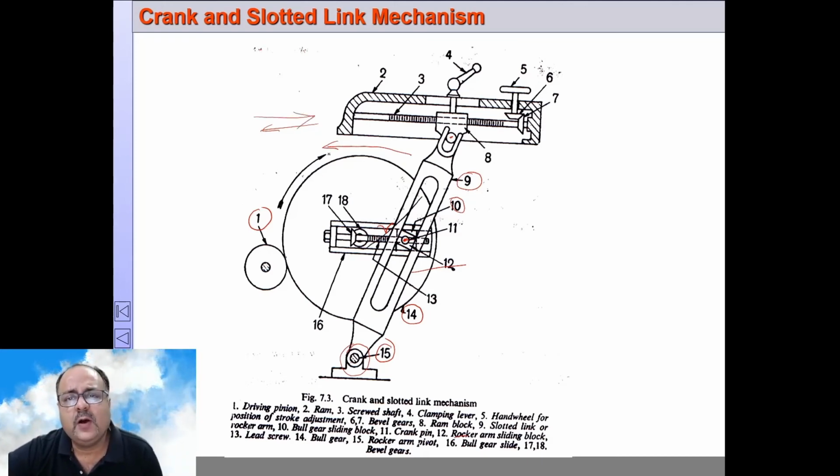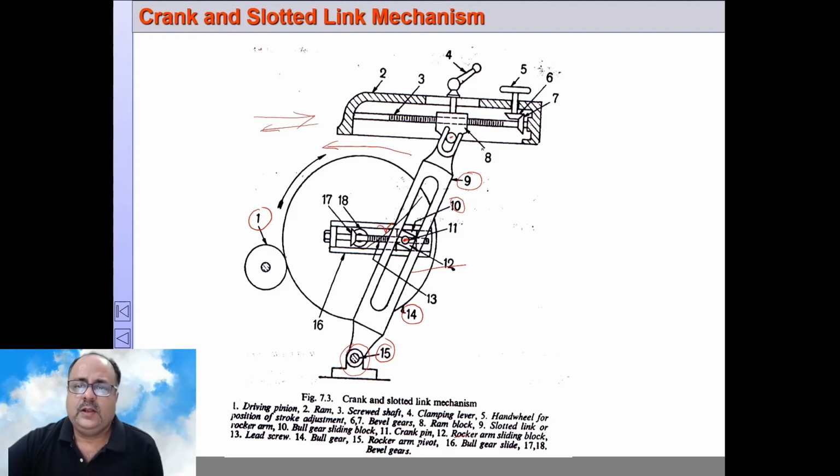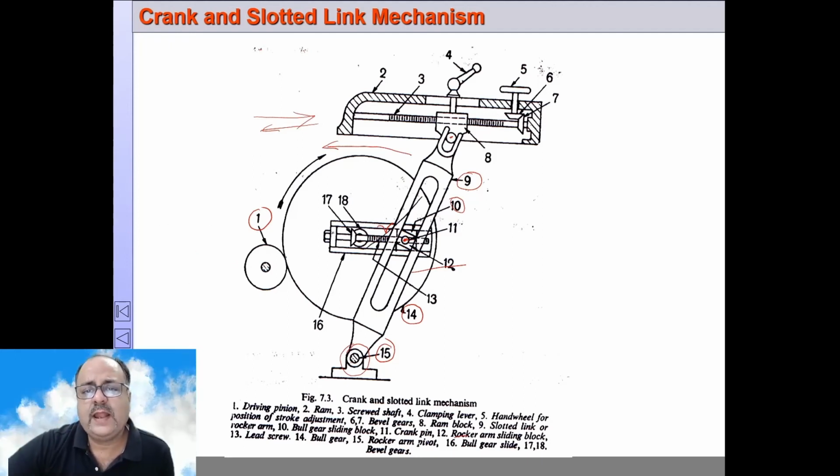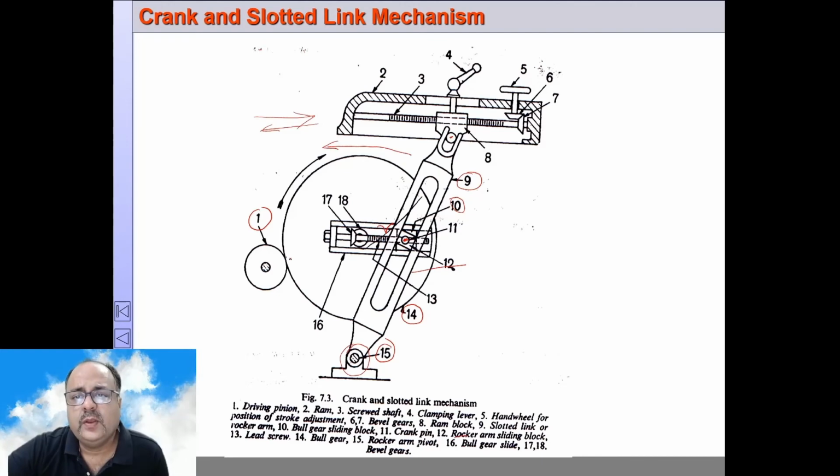So this is how the rotary motion of this crank pin is converted into linear motion of the ram. Now the question is, why is it called a quick return mechanism? That is another thing that we have to discuss here. We'll discuss how it is a quick return mechanism, but before that, we'll discuss how we can change the length of stroke.